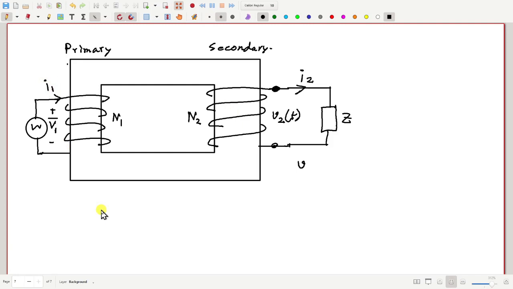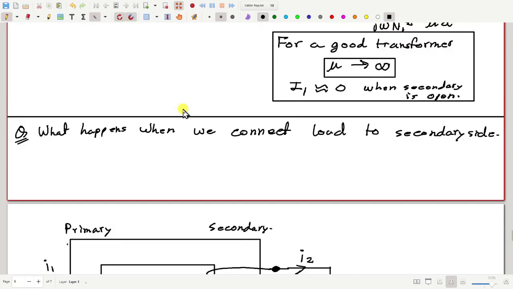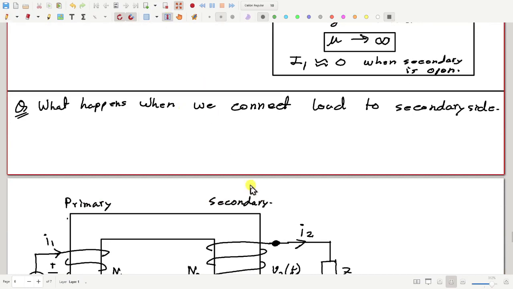What will happen now? Note that V1 is the same as before. So V1 I am not changing. The only thing I have done is connect a load in the secondary side. So V1 is still the same. Now one more expression we will learn, a relation between voltage and flux for a transformer. Let me state that before this.